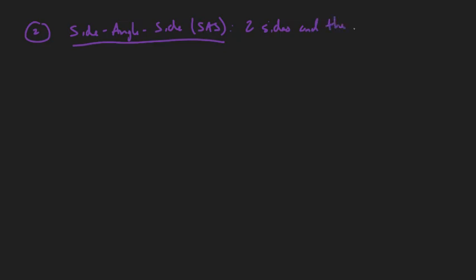Next one, way number 2, is going to be side, angle, side. S-A-S. So now, for this triangle congruence method, we need 2 sides and the angle between, that's an angle symbol, of one triangle congruent to 2 sides and the angle between of another triangle.